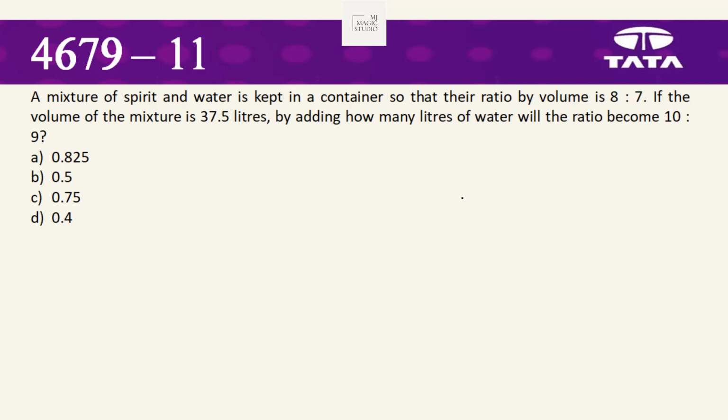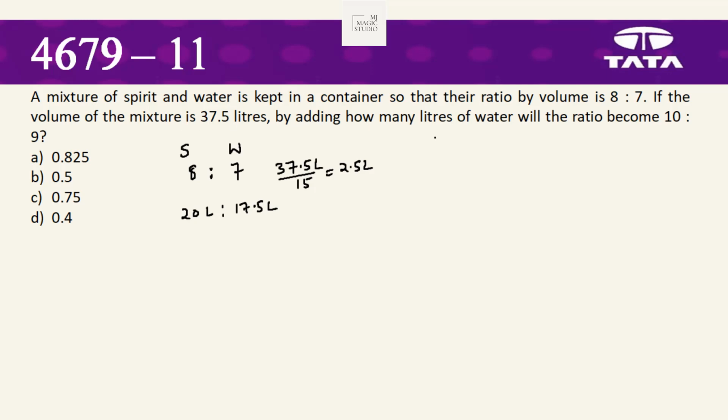Ratio, proportion and mixtures. A mixture of spirit and water is kept in a container so that the ratio by volume is 8:7. That means 15 parts. If the volume of the mixture is 37.5 liters, so 37.5 by 15 is 2.5 liters. So spirit is 8 into 2.5, that is 20 liters, and this is 17.5 liters of water.